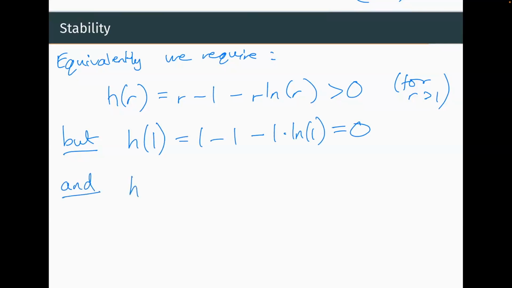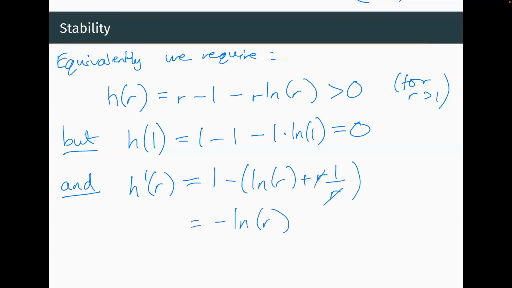If we take the derivative of this, we're going to get 1 minus, by the product rule, a log of r plus r times by 1 over r. These will cancel. And so we end up with the gradient being minus log of r. R is greater than 1, so this is always negative.